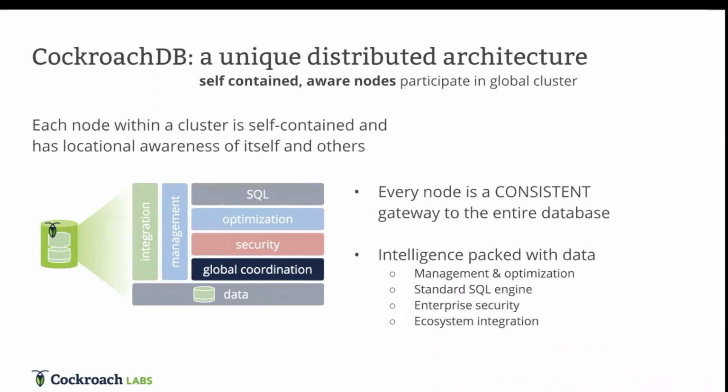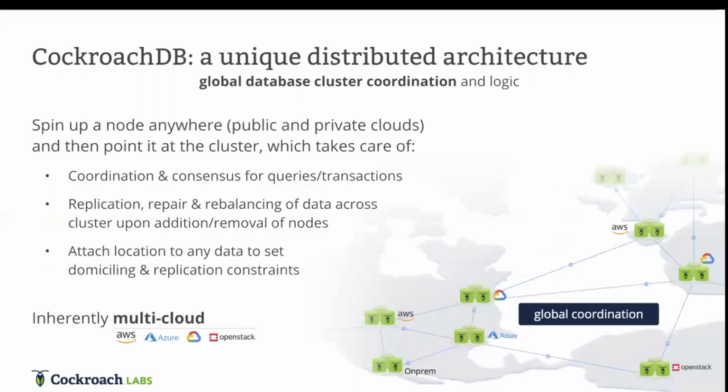But the smallest atomic unit of CockroachDB is the single binary it is, and each instance is a single consistent gateway to the entirety of the database. And the entirety of the database is really represented as a cluster. It's a cluster of nodes.